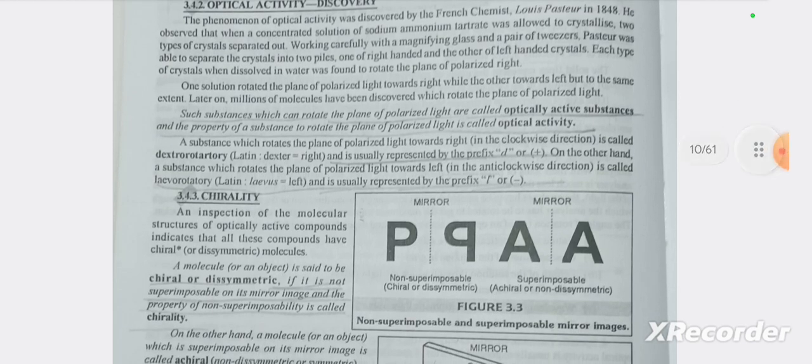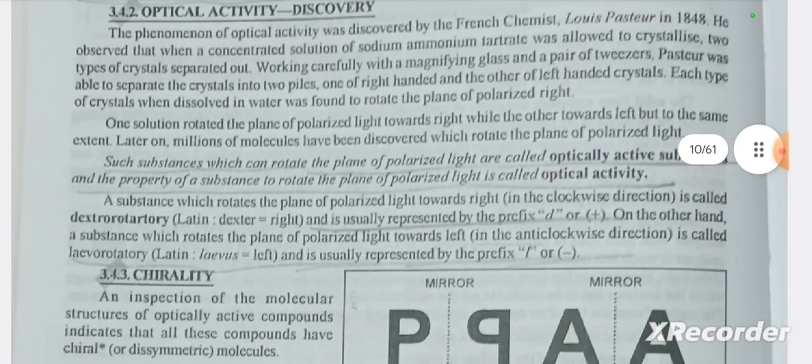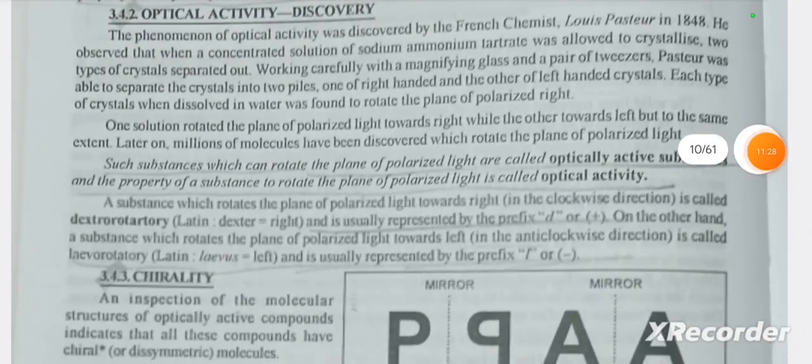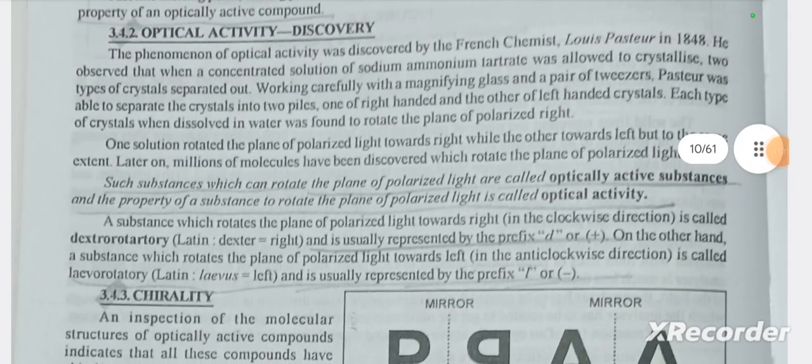Optical activity discovery. The phenomenon of optical activity was discovered by the French chemist Louis Pasteur in 1848. He observed that when a concentrated solution of sodium ammonium tartrate was allowed to crystallize.